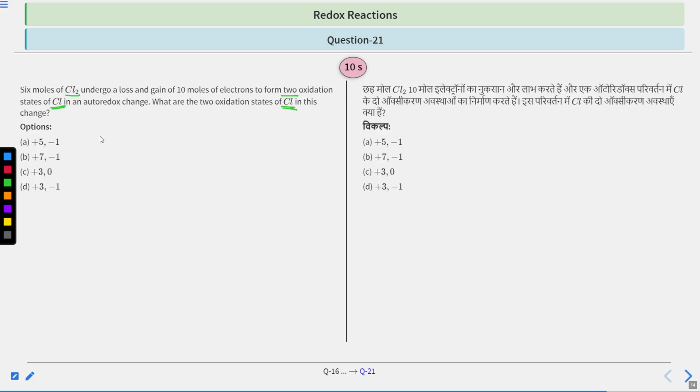We have to tell that when chlorine undergoes oxidation as well as reduction, what are the two oxidation states of chlorine in this change? Options are +5 and -1, +7 and -1, +3 and 0, or +3 and -1. You have 10 seconds to solve this question. After that, we will see the answer.